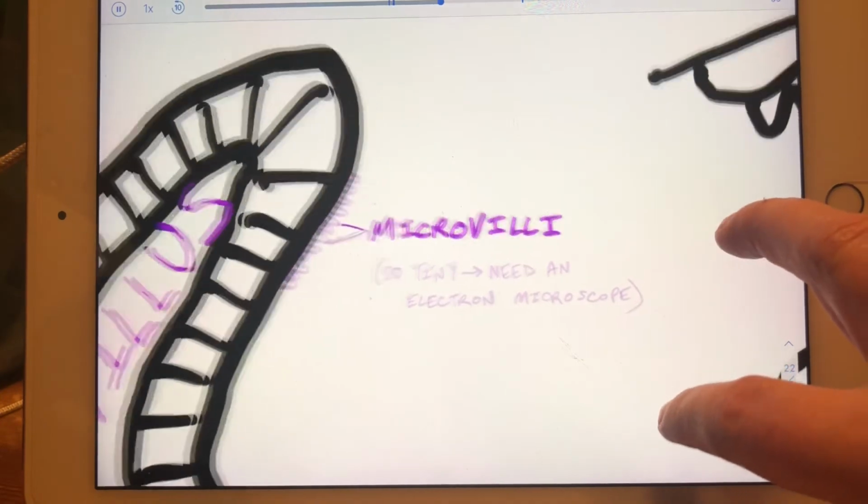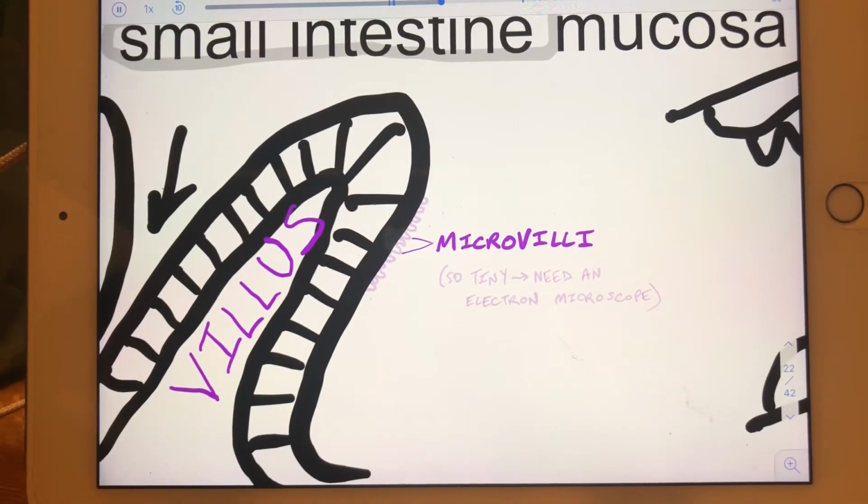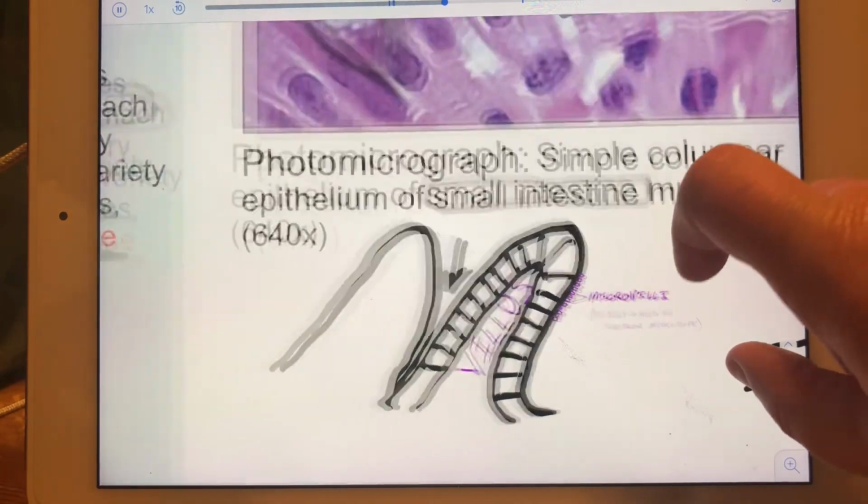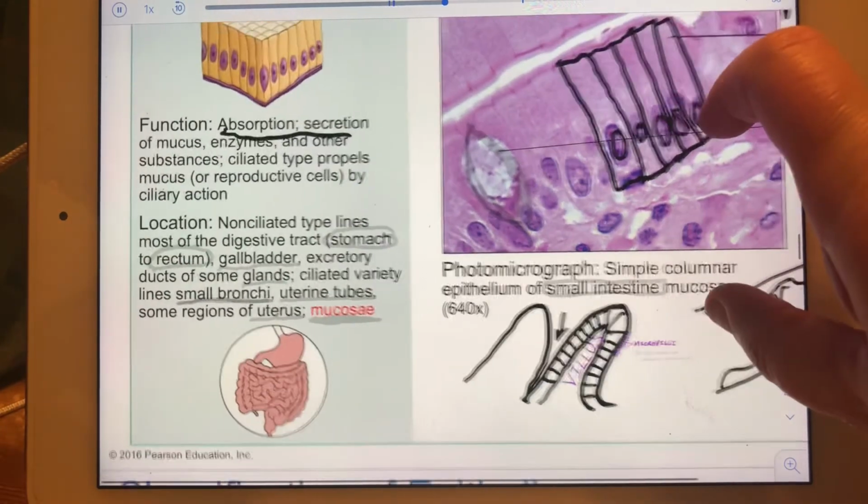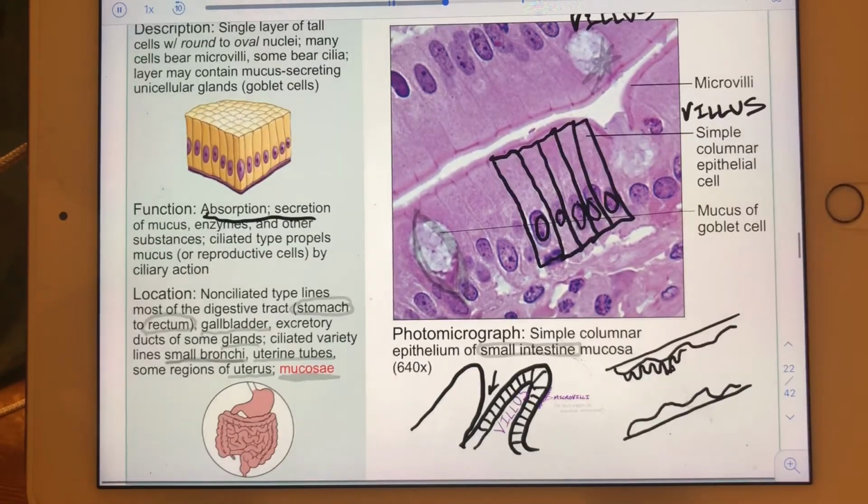It's very plausible for simple columnar epithelia to feature microvilli, and certainly in the small intestine, this epithelium does feature microvilli. But microvilli aren't as guaranteed to be featured by this epithelium as, say, cilia would be by pseudostratified columnar epithelium. Plenty of cytoplasm to go around here. So again, absorption and secretion, more so than diffusion.